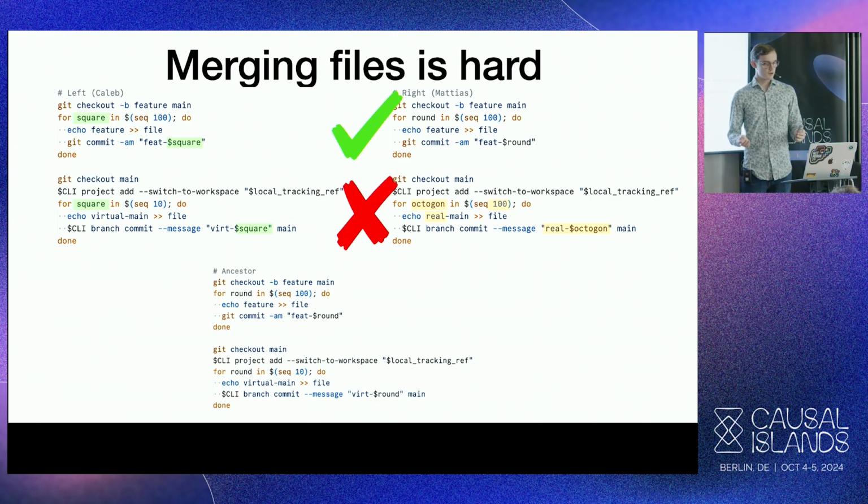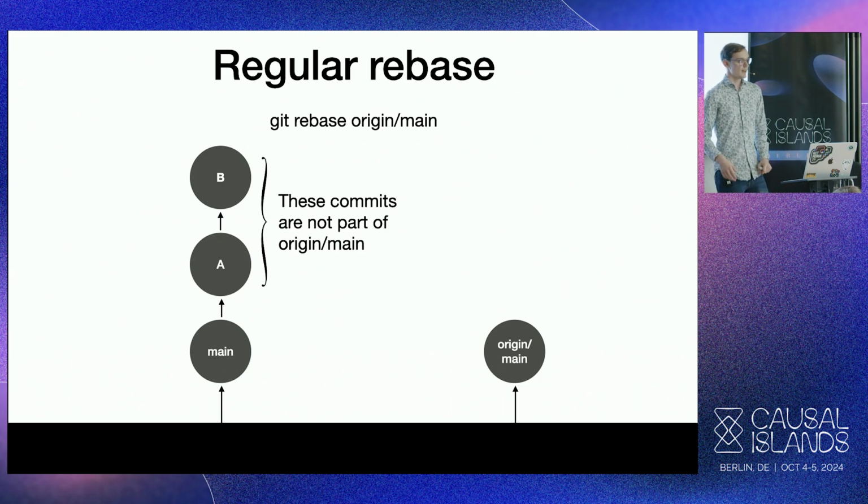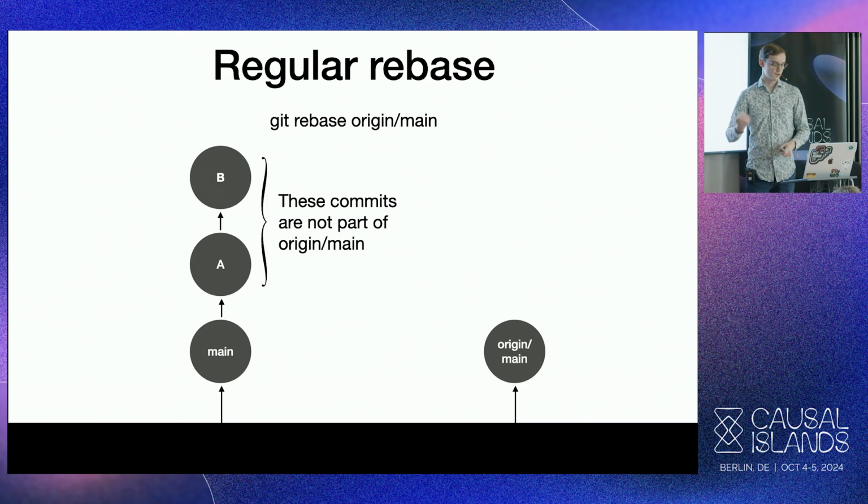So once we've got files stored in our file system, we've got a way of merging things together. We can now talk about the bog standard rebase, how Git does it out of the box. So let's say I've got a branch. I'm making some commits off of the main branch. So I've got commit A, I've got commit B. And my colleagues have done some other work on origin main. They've pushed it to the upstream, and I'd like to incorporate those changes into my branch.